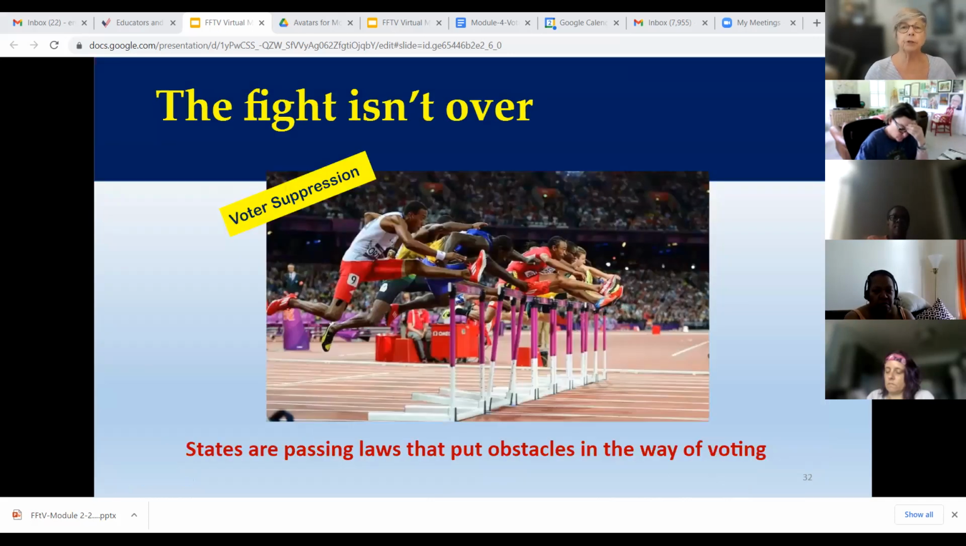So the fight for the vote continues. There are still hurdles to overcome, still people wanting to prevent certain groups from voting. And unfortunately, even the Voting Rights Act did not end efforts to make it difficult or impossible for certain groups to vote.